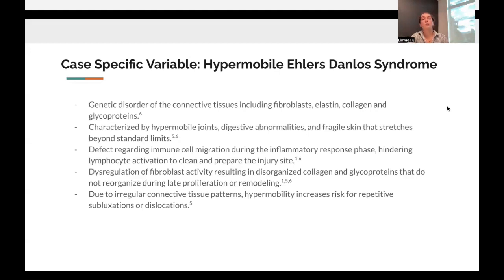For case-specific variables, there's hypermobile Ehlers-Danlos syndrome, which is a connective tissue disorder. And so it applies to all of the connective tissues that we'll hear Keith speak about in the next section. But there is definitely a large impact of this syndrome on the healing and the actual organization of tissues. Alrighty, I will hand this over to Keith and he'll get you started on the tissues.